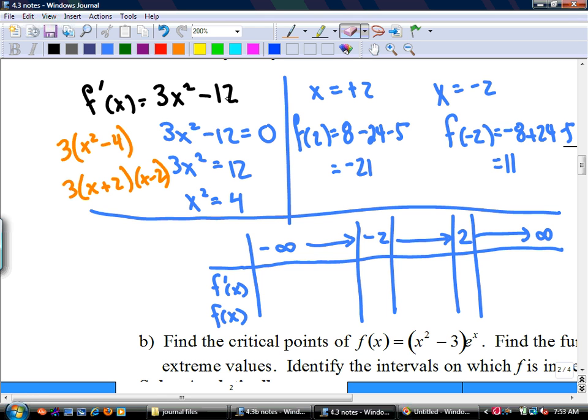Can you do that with your brain? I can go -100 plus 2 is -98, -100 minus 2 is -102. When you multiply two negatives together, you get a positive. When you multiply by 3, it stays positive. See why it's actually easier to use the factored form? The calculation of the sign, whether it's positive or negative, is actually easier to do.